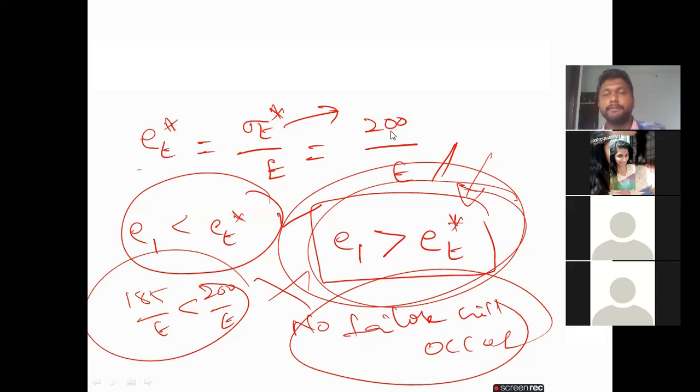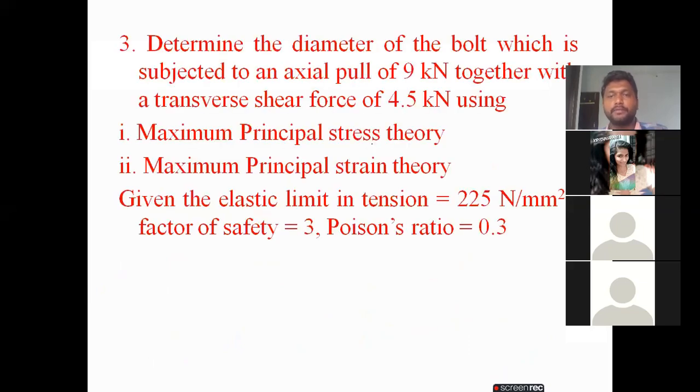And this is a very simple formula. Only two formulas we used in this one. Okay. So now we will move to another problem. It is a little bit difficult problem, but anyway, I will explain very easily.